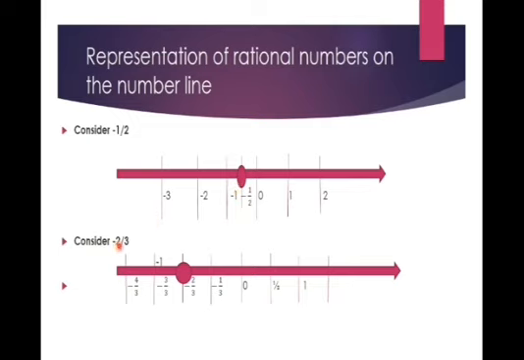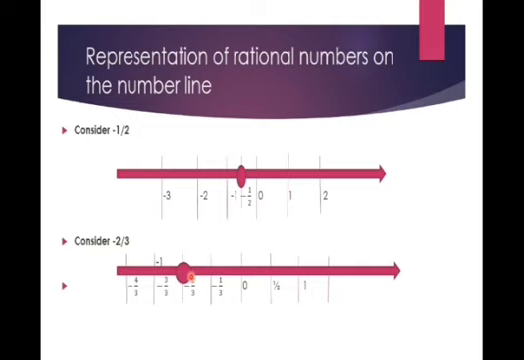Okay, now another example, consider -2/3. The denominator is 3. Then how can we represent it? We equally partition between 0 and -1 into 3 equal parts because the denominator is 3. Then we get 0, -1/3, -2/3, -3/3, -4/3. -3/3 means -1. Then we get the position of -2/3, and we can easily represent it at that position.